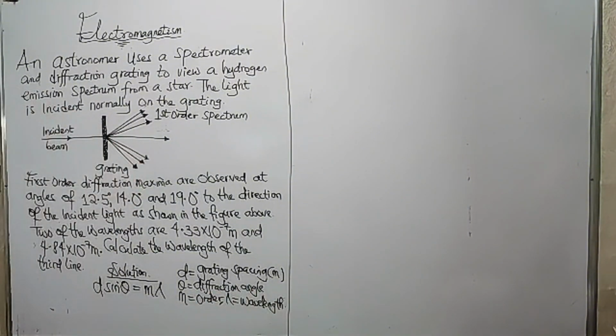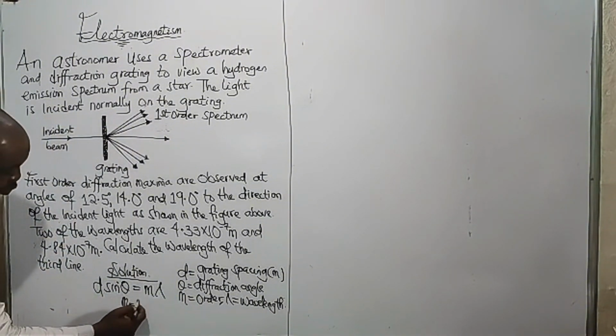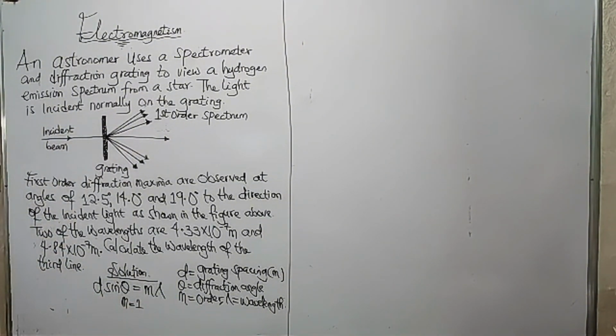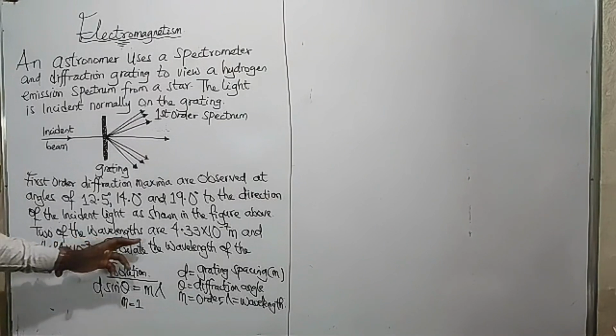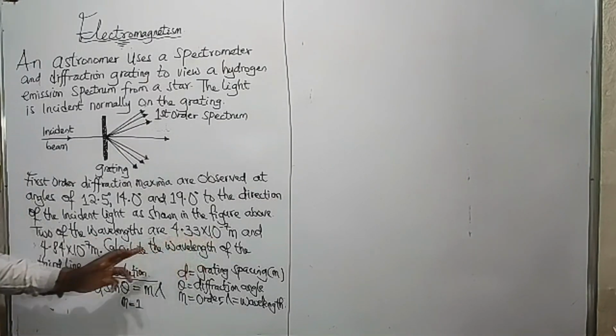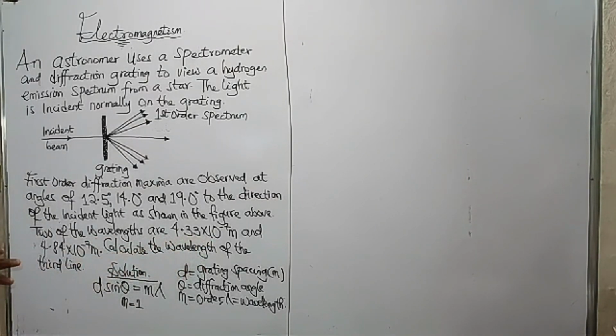Now, one thing is missing here, and that is d. We have the angle of diffraction. We know the order is the first order, so m is 1. We are given the two wavelengths, this wavelength and this wavelength, and we want to find out the value for the third wavelength, the wavelength of the third line.